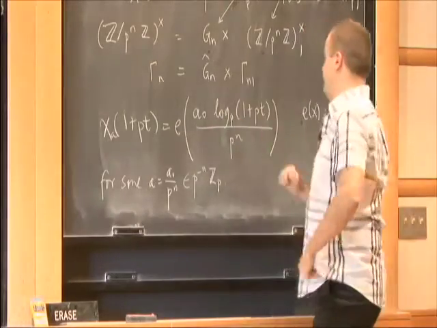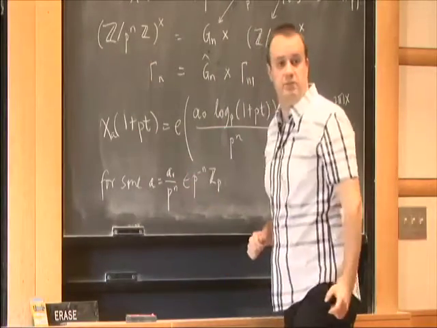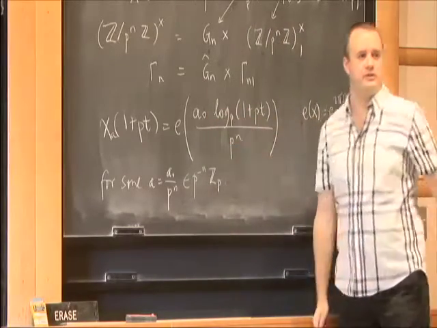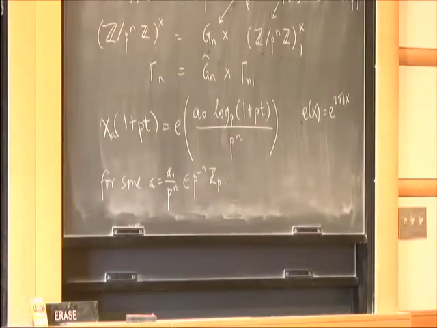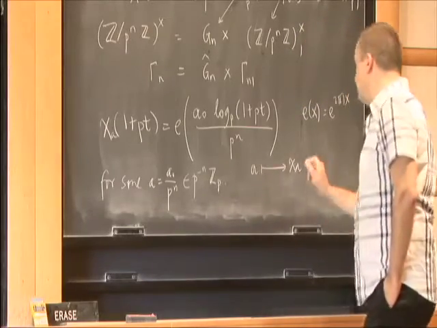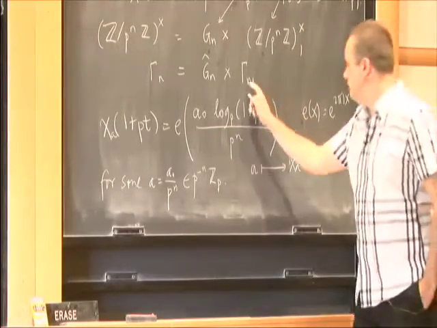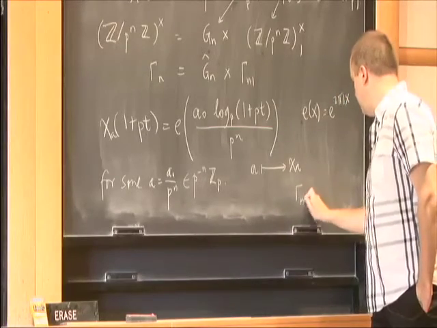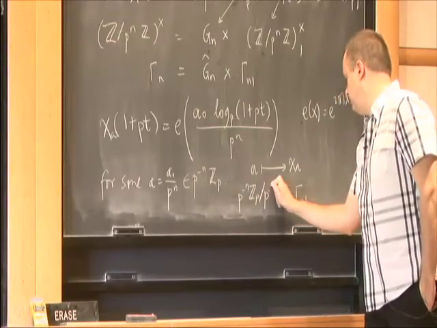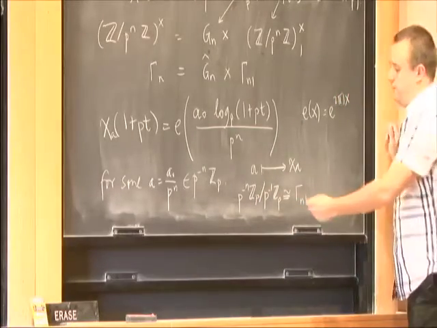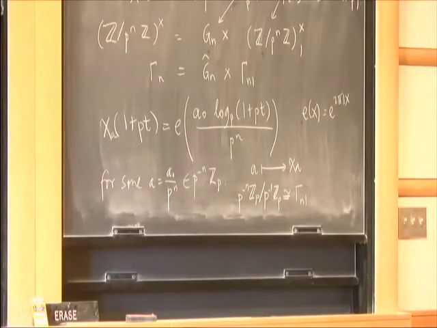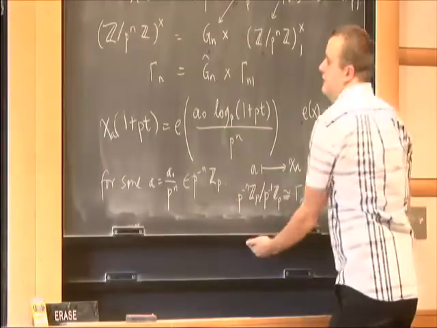This is a character, obviously, because if you take a product of two 1 plus pt's, the logarithm is going to turn into a sum of logarithms, and then you get a product. So this is really a character, and you can actually prove that this correspondence that takes a to chi_a induces an isomorphism of this group Gamma n1 with p^(-n) Z_p modulo p^(-1) Z_p. So this is the kernel. If you take something in p^(-1) Z_p, it's easy to see that the character you get is trivial. This is an easy exercise.